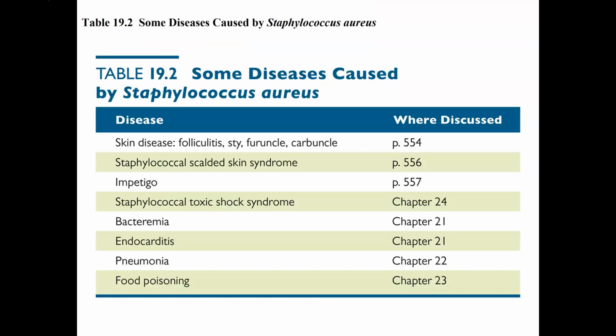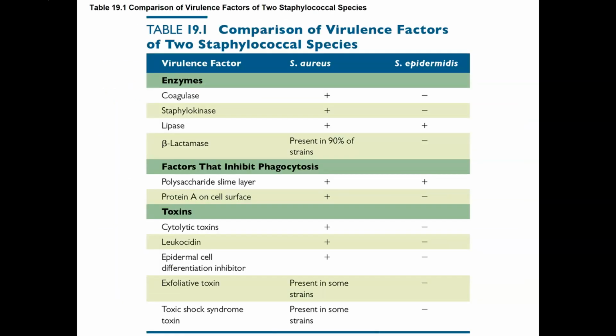This is a table from your book that you might want to glance over, because what it's talking about is the different conditions that Staph aureus can cause. Remember, the staph is coming from your skin. It might be in your nares, your nostrils, or from other people's skin or nostrils. When we're looking at the two species of Staphylococcus that do appear in your skin, you can see that Staph aureus has a lot more virulence factors, and that explains why it causes more disease.